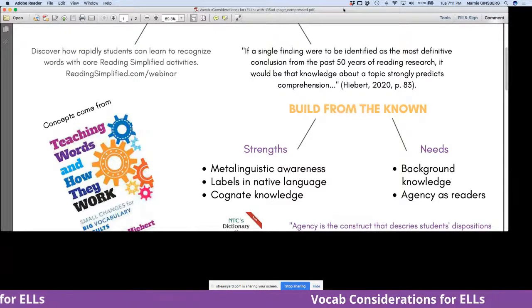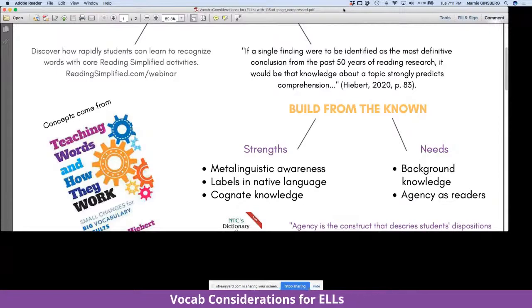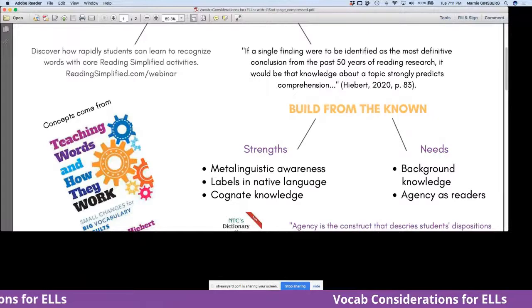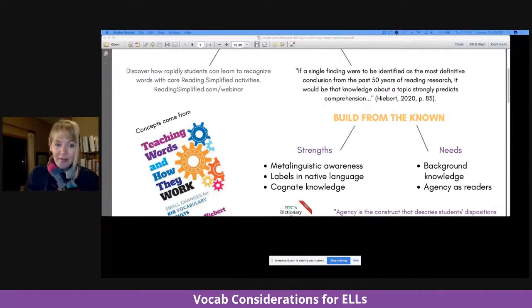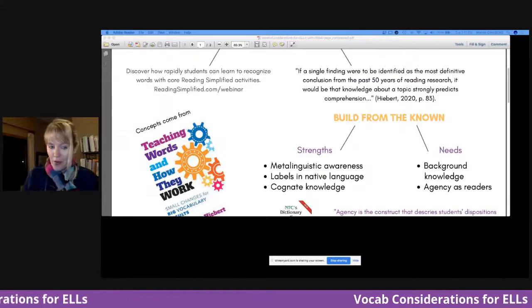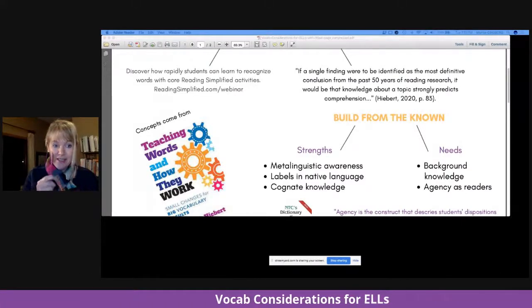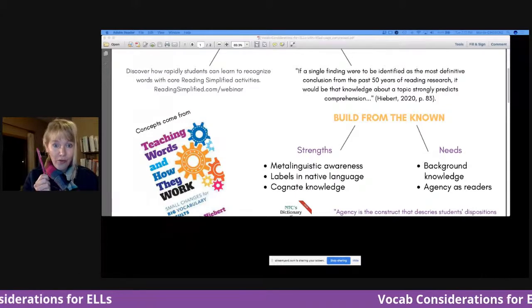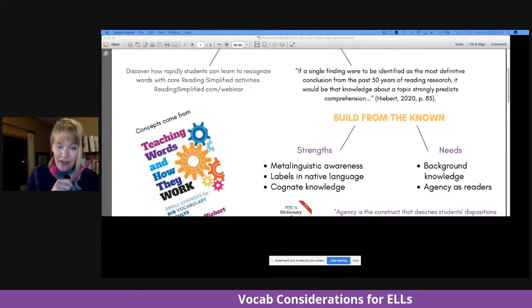Another asset that Dr. Hiebert points out is, hey, most of them already know the labels for the things in their environment, right? So they don't need to get taught the concept of a pencil or the concept of a pen. They just need to have the connection built for them between their word for pen and the English word for pen.